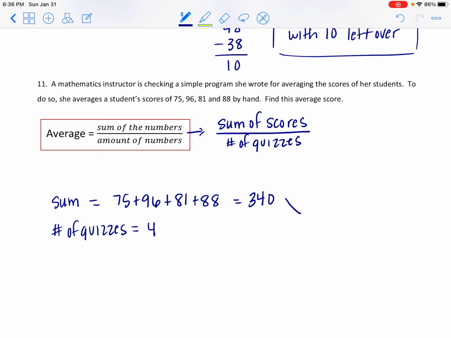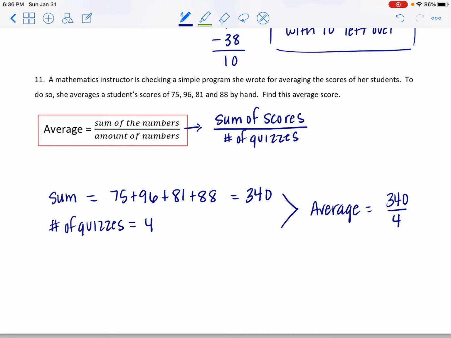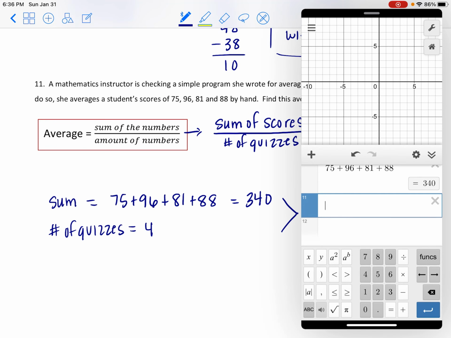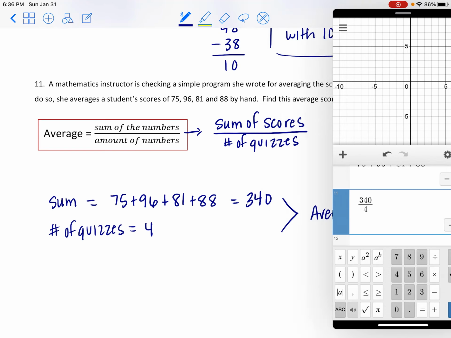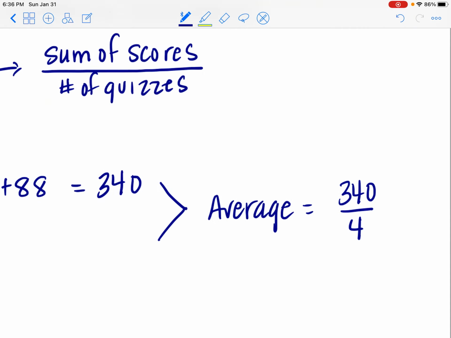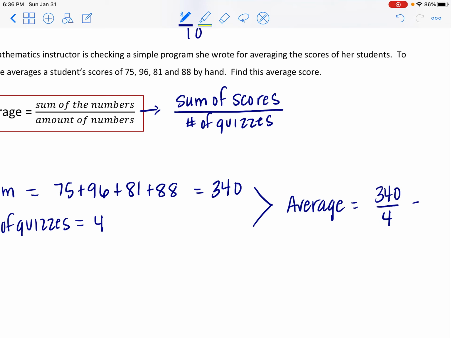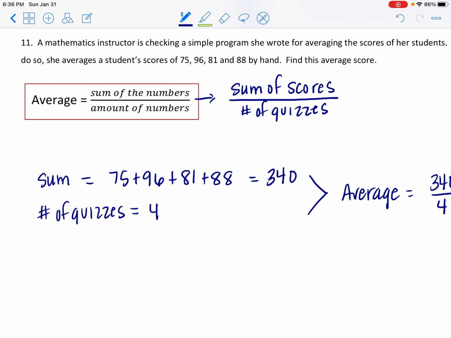So the average is 340 divided by 4, which, let's see, 340 divided by 4 is exactly 85. So this is 85. So this is an average of 85.